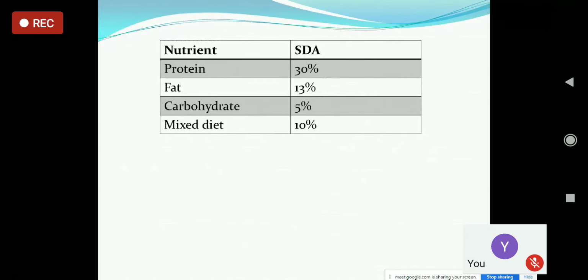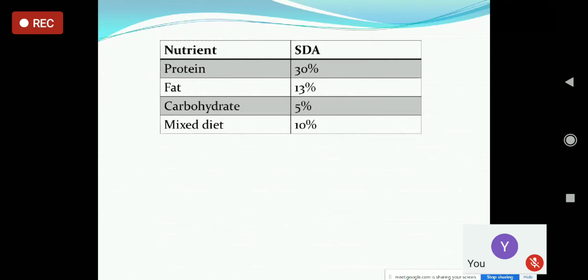SDA of food is due to the energy that is required for digestion, absorption, transport, metabolism, and storage. For example, the SDA of carbohydrates is due to the energy that is required to convert glucose to glycogen. Thermic effect of the food shows how much energy your body utilizes in digesting that type of food.